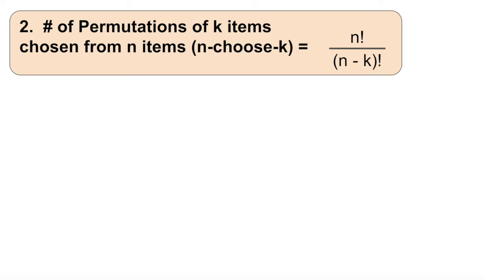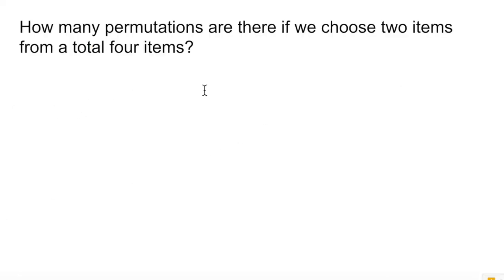So let's use that to solve some problems. How many permutations are there for choosing 2 items from a total of 4 items? Well, all we have to do is apply that formula we just learned. So what is n here? n is equal to 4, because there are a total of 4 items. So n is equal to 4. That's the number of items.